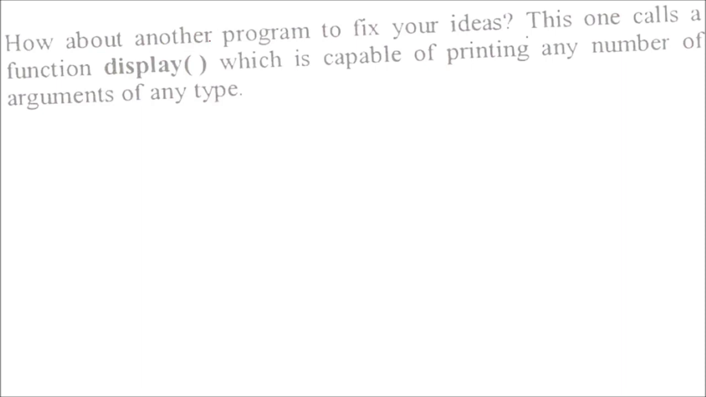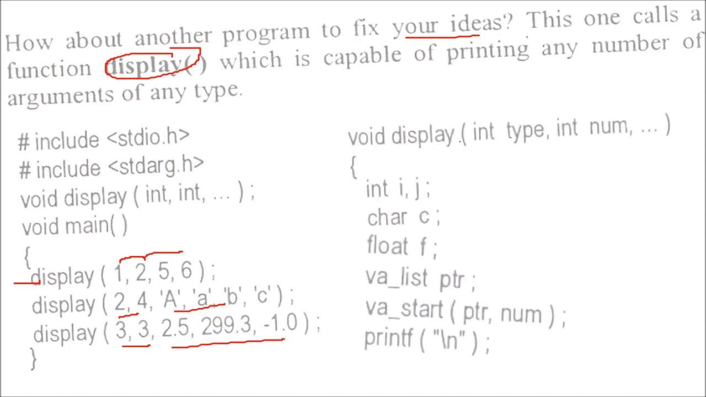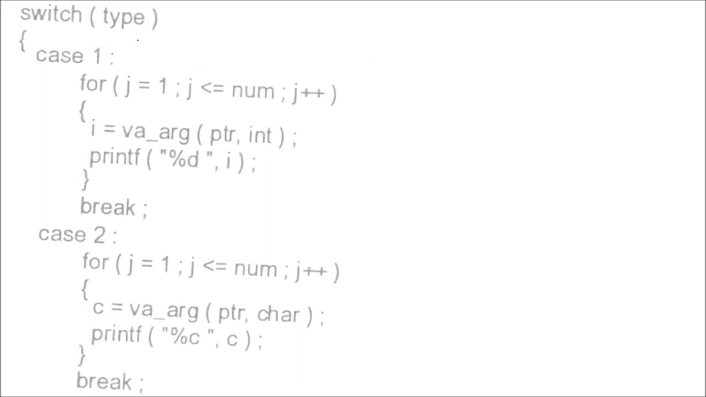So how about some other program to fix some more ideas? We have a function called display, which is capable of printing any number of arguments of any type. These are integers followed by characters, and these are integers followed by floats. So we have this display function, with a type and an integer number, and various variables. Again, VA list is PTR, VA start, we know that PTR has to be there, and num has to be there, and we use backslash n just for printing.